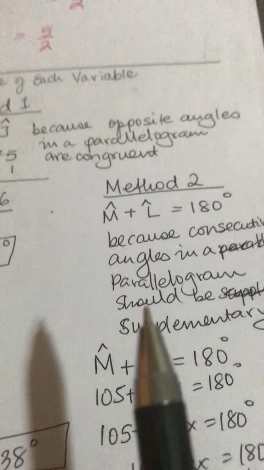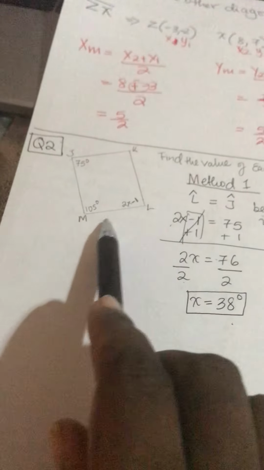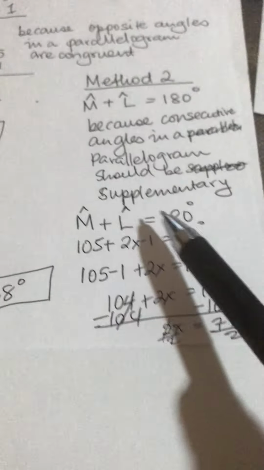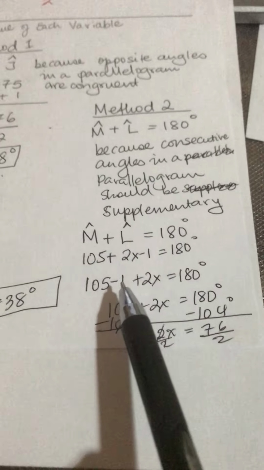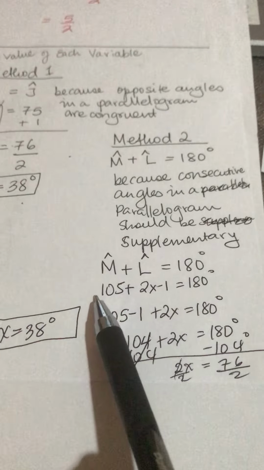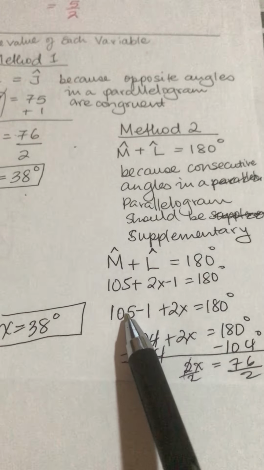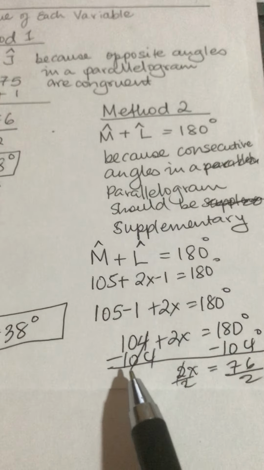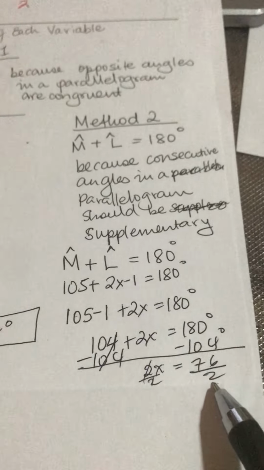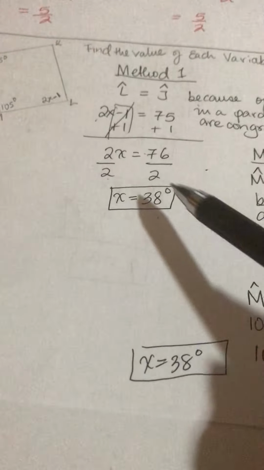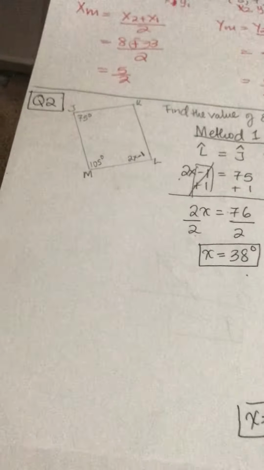For me to check, I can do method 2 to make sure my answer is the same. Consecutive angles will add up to 180. And there, I did 105 plus 2x minus 1. I put my friends together. 105 and negative 1 are friends. I got 104. I subtracted 104 on both sides. And then I divided by 2. I got the same answer. Okay.